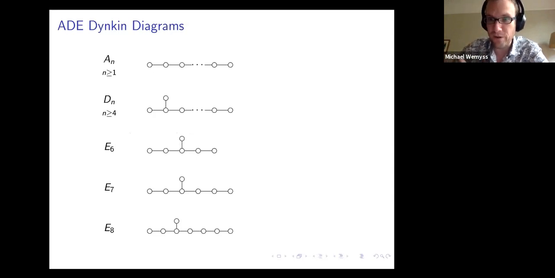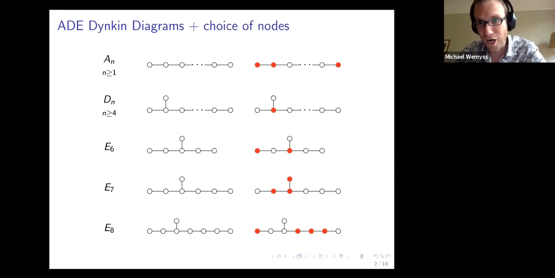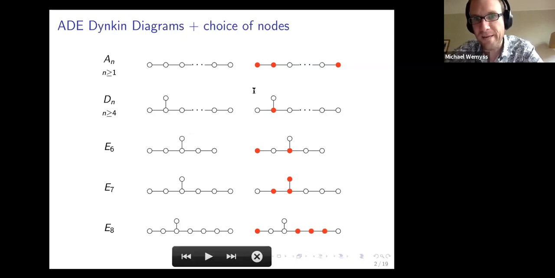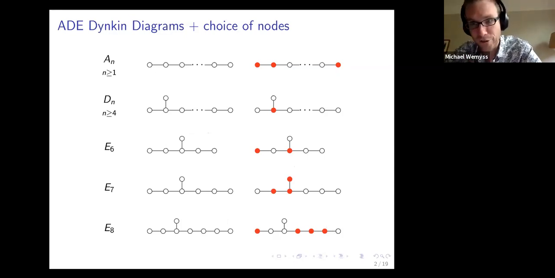What's new in my talk today is that I'm going to allow myself a little bit extra freedom: an arbitrary choice of nodes. The nodes that I'm choosing are the red nodes. In type A, I've chosen 1, 2, 3 nodes. In type D, I've chosen the single one. In type E6, I've chosen these 2 red nodes. In E7, I've chosen these 3. And in E8, I've chosen these 4. But I want to emphasize, you can make your favorite choice. Any choice is possible, and the theory can apply to it.